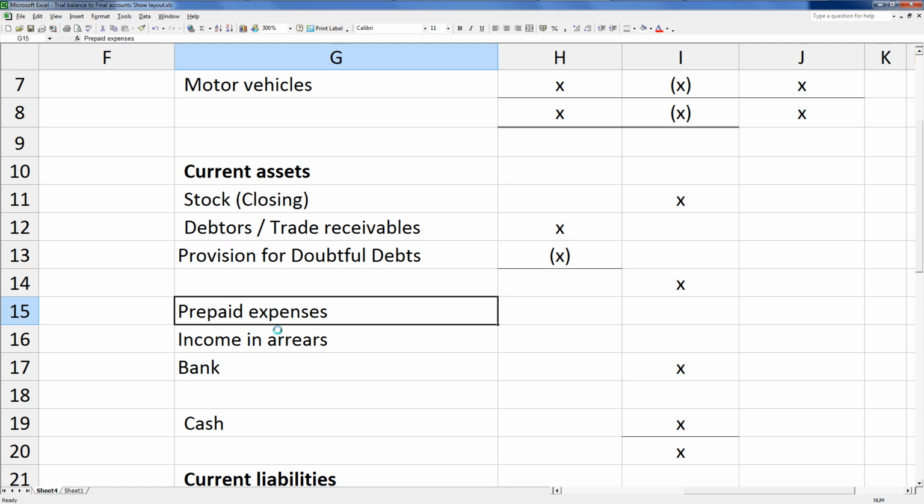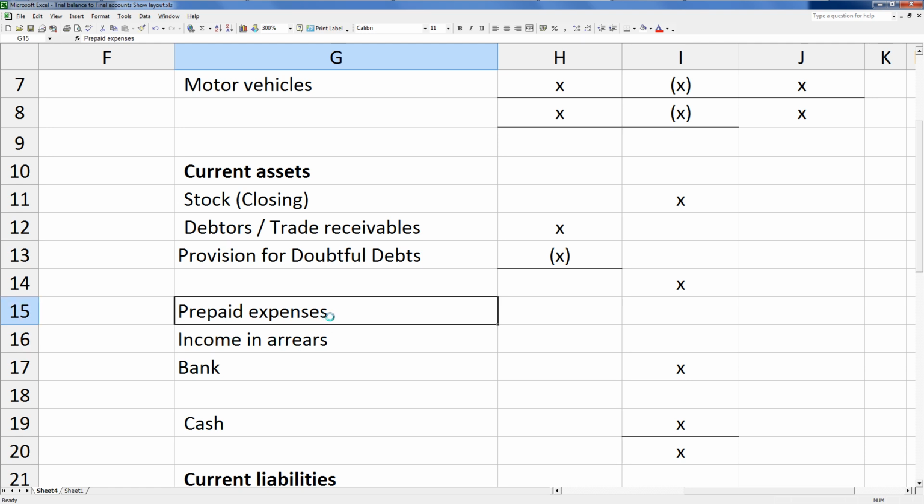The opposite of that is looking at income. So income in arrears is income that is still outstanding. So the best way of thinking of income in arrears is money owed to you, other revenue owed to you. So that's similar to a debtor, because debtors owe you money. So income in arrears, think of it in the same way as debtors, but we treat them separately.